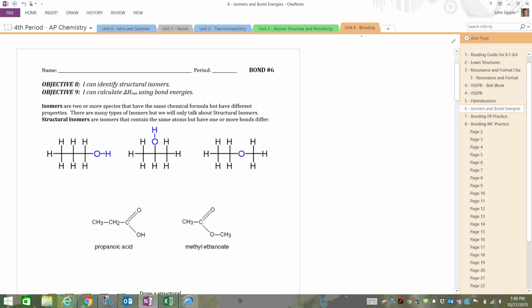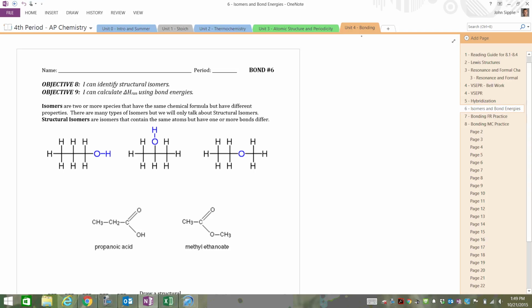Okay, so we've got structural isomers, and we're also going to look at bond energies as well, so how to break bonds and stuff like that. But to start off with isomers, pretty much the deal is isomers have the same formula, but a different structure.